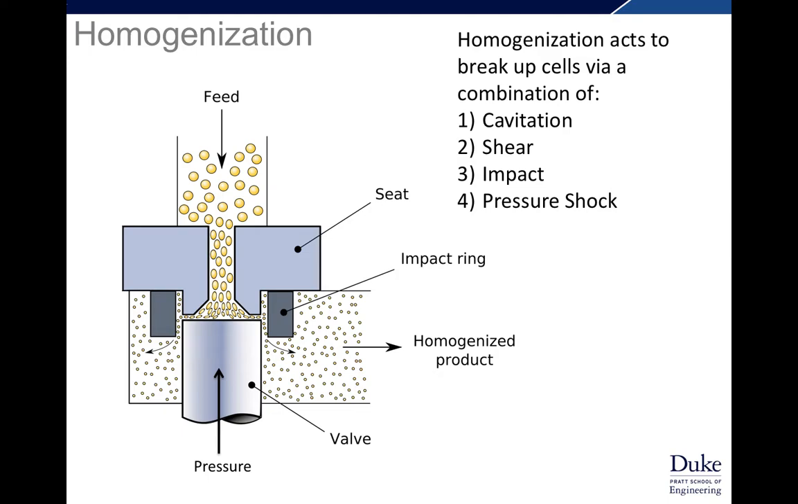So homogenization basically acts to break up the cells by forcing the cells through a very small orifice at very high pressure. So you have a pressure valve that you screw against a seat and an impact ring that surrounds this, and you force the feed through. It's a very tiny opening at high pressure, and via a combination of shear, cavitation, impact, and pressure shock, you basically bust the cells open, causing release of the intracellular protein.